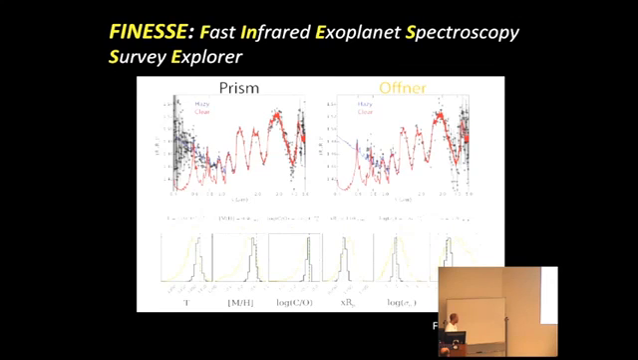So imagine getting, for example, C to O ratios, metallicities, and clouds information for thousands of planets. I think it would really open up a new kind of study of exoplanets.